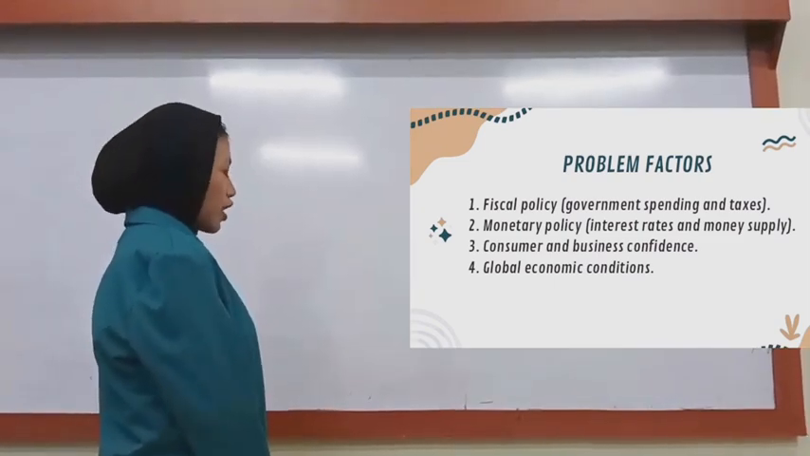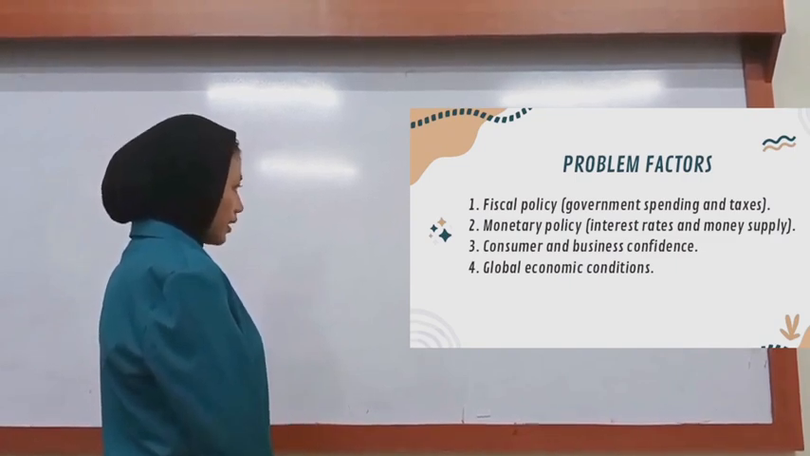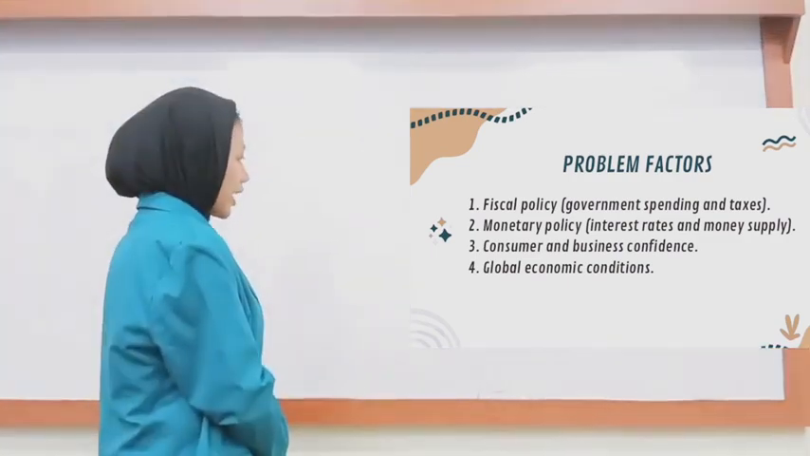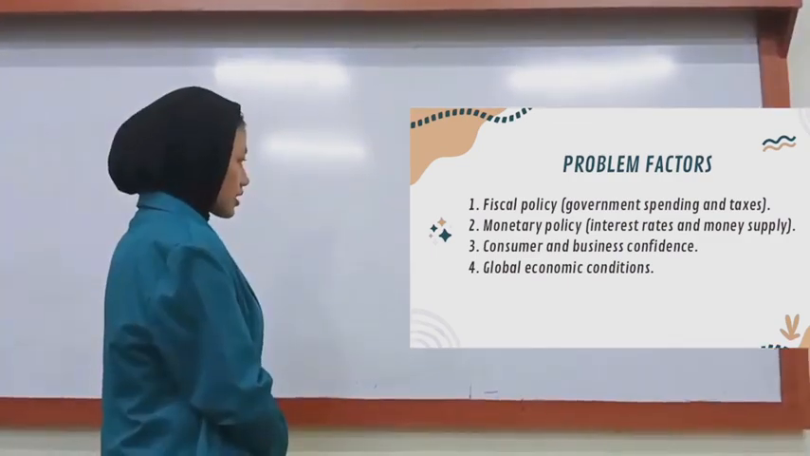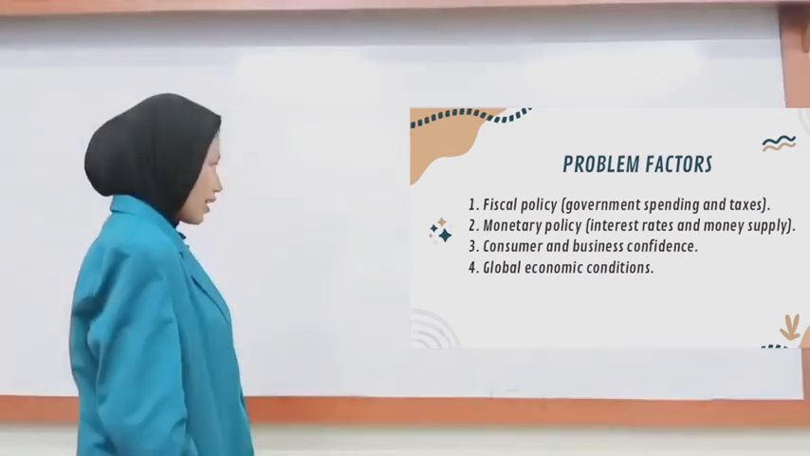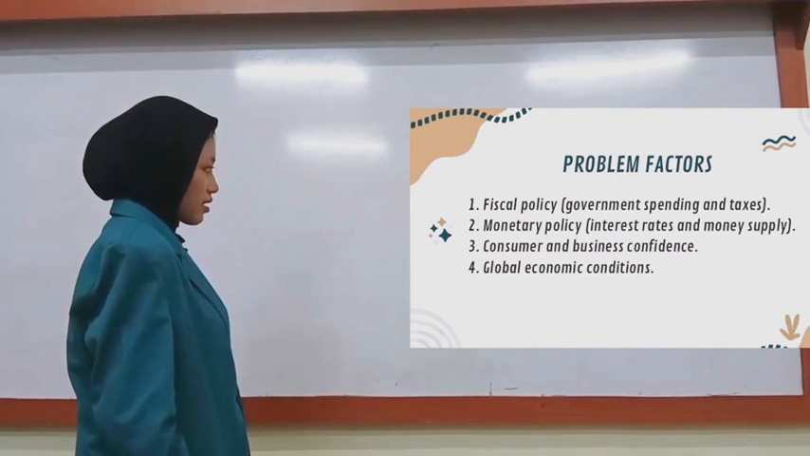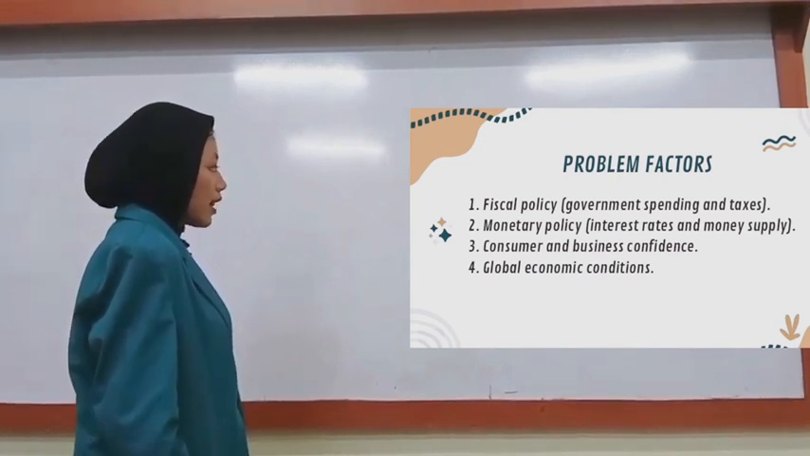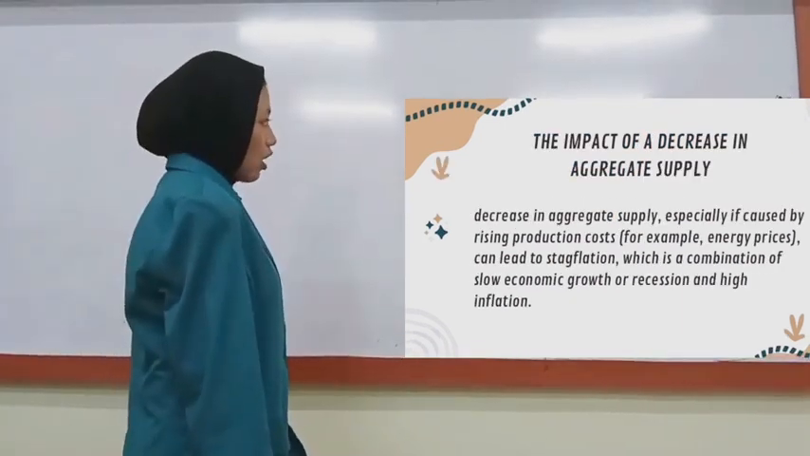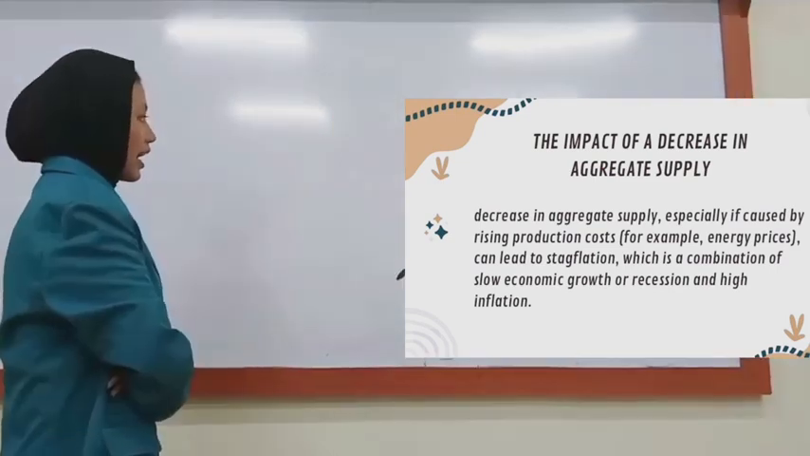Influencing factors. 1. Fiscal policies, government spending and taxes. 2. Monetary policy, interest rate and money supply. 3. Consumer and business confidence. 4. Global economic conditions. The impact of a decrease in aggregate supply.